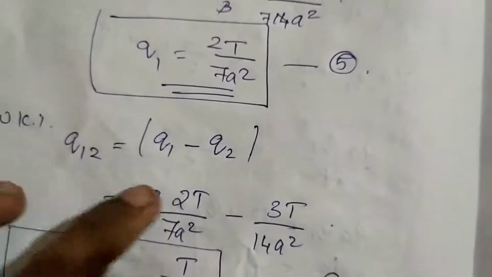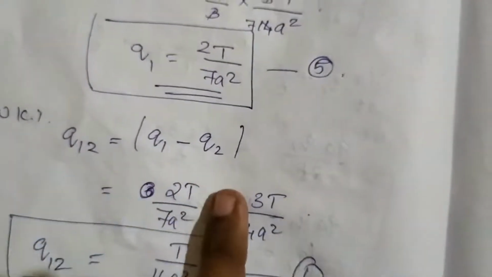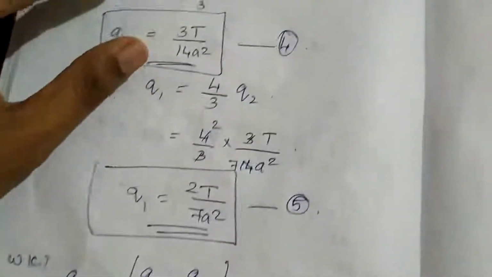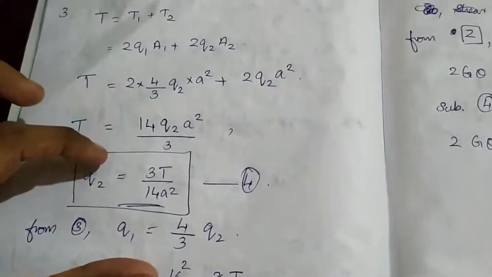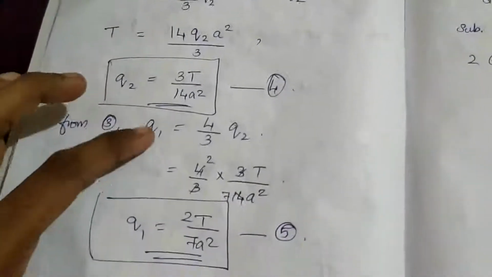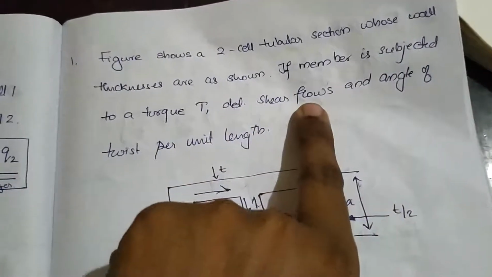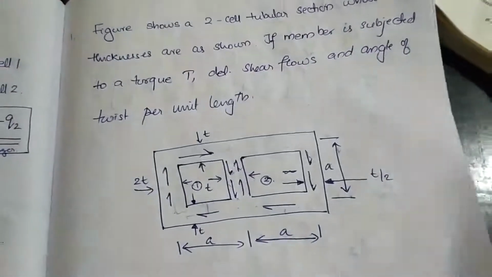Now Q12 is nothing but the modulus of Q1 minus Q2. You will get Q12. So you have already found all the shear flow values, Q1, Q2 and Q12. So that was the first thing that had to be done: determine shear flows. Now you need to find out the angle of twist.